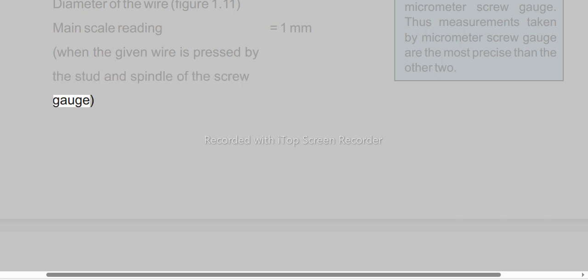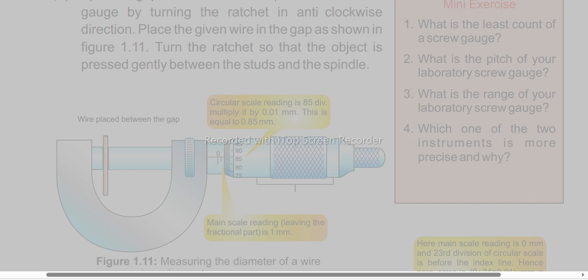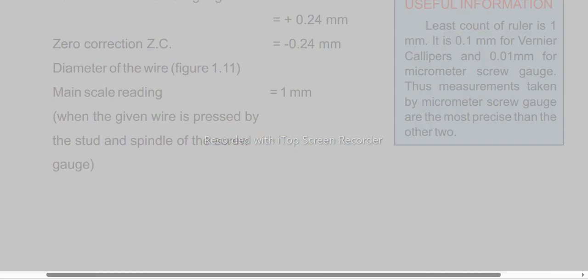Mini exercise. 1. What is the least count of a screw gauge? 2. What is the pitch of your laboratory screw gauge? 3. What is the range of your laboratory screw gauge? 4. Which one of the two instruments is more precise and why? Useful information: least count of a ruler is 1 millimeter. It is 0.1 millimeters for vernier calipers and 0.01 millimeters for micrometer screw gauge. Thus measurements taken by micrometer screw gauge are the most precise of the three.